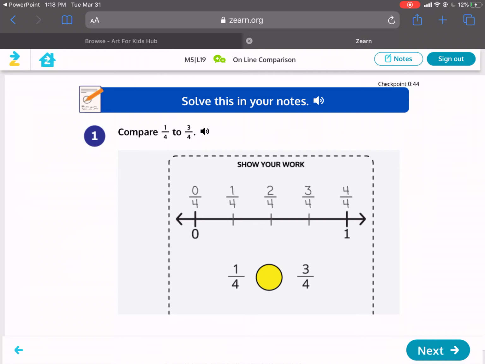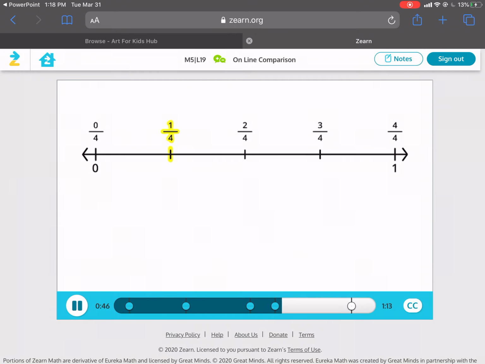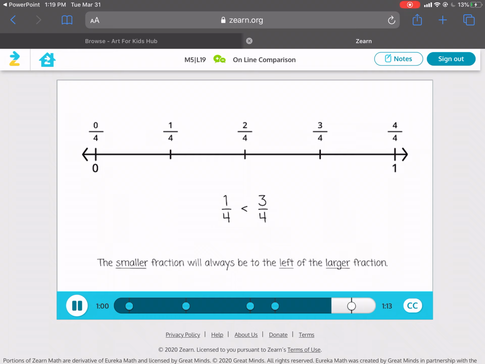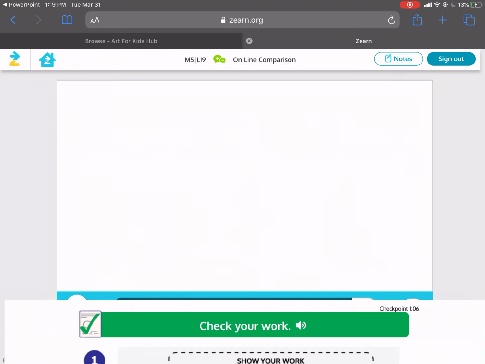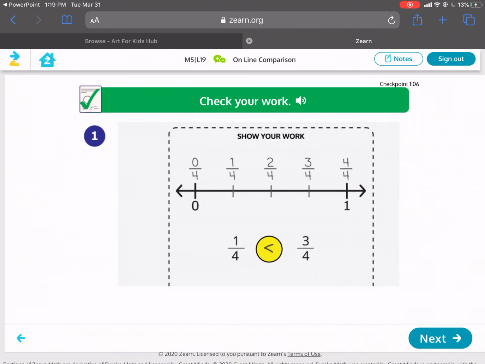All right. Compare 1/4 to 3/4. Let's just talk through this really quick. We know that 1/4 is closer to the number 0, so 1/4 is less than 3/4. 1/4 is here on the number line. Since 1/4 is to the left of 3/4, 1/4 is smaller than 3/4. Correct. The smaller fraction will always be to the left of the larger fraction. We can compare fractions by looking at their positions on the number line. All right, 1/4 is less than 3/4.